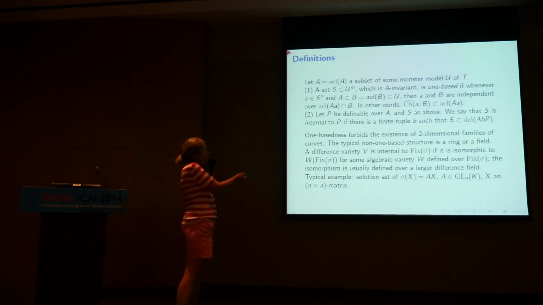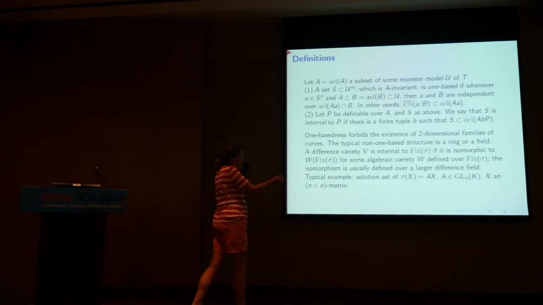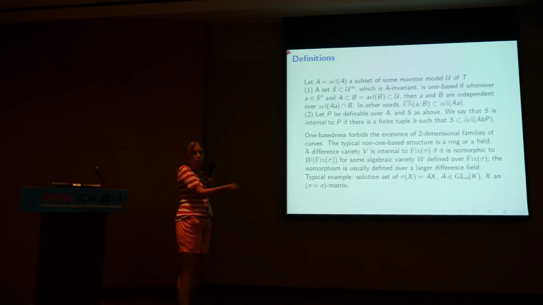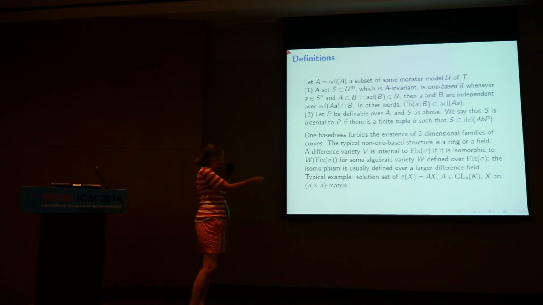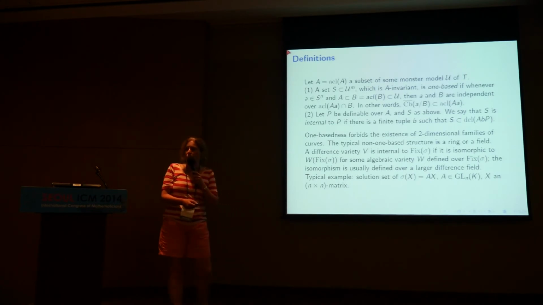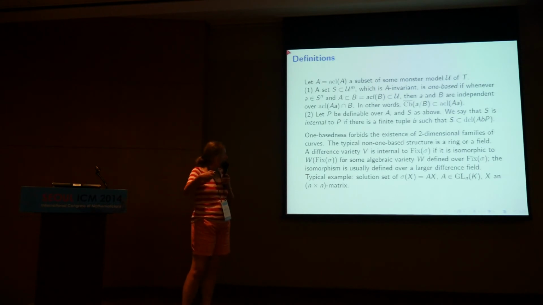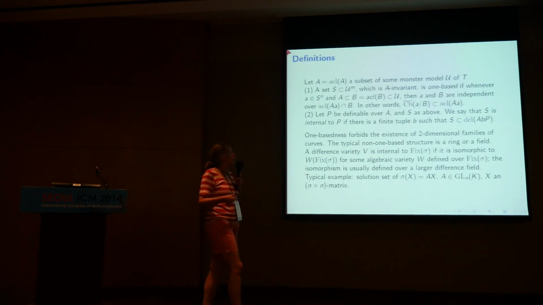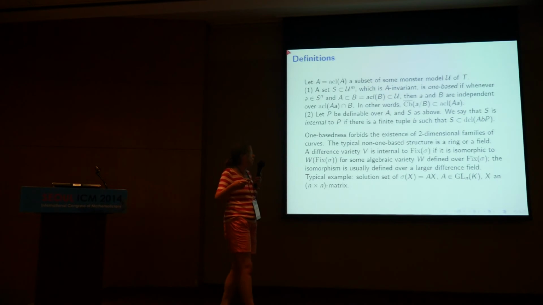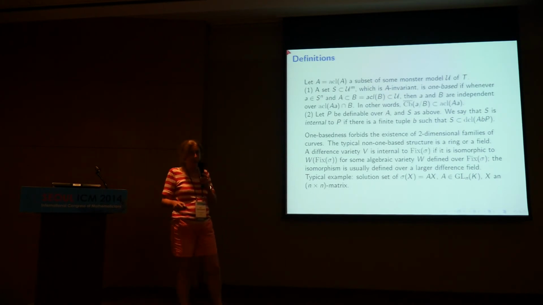And these things occur, for instance, internal to fixed sigma. People who work with difference fields have seen them all the time. If you take your favorite linear difference equation, sigma of x equals ax, you know that when you have a fundamental solution, then all the others are obtained by multiplying by an element of GL_n of the fixed field of the base field. So this is a typical example.